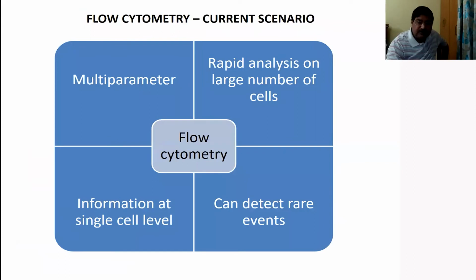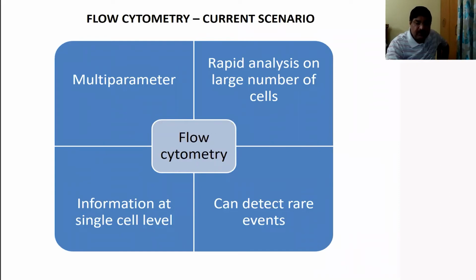So what it does in the current scenario, the flow cytometers are multi-parametric because you are using a large number of fluorochromes. Very rapid in the analysis of a large number of cells. When you are doing diagnostic flow cytometry, you do about 30,000 cells or 50,000 cells. But when you do minimal residual disease analysis, you go up to 5 million cells, 10 million cells.